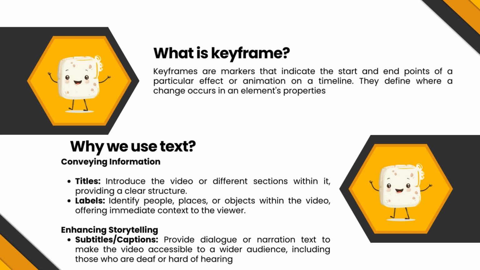Why we use text: conveying information, titles, introduce the video or different sections within it, providing a clear structure. Labels identify people, places, or objects within the video, offering immediate context to the viewer, enhancing storytelling. Subtitles and captions provide dialogue or narration text to make the video accessible to a wider audience, including those who are deaf or hard of hearing.